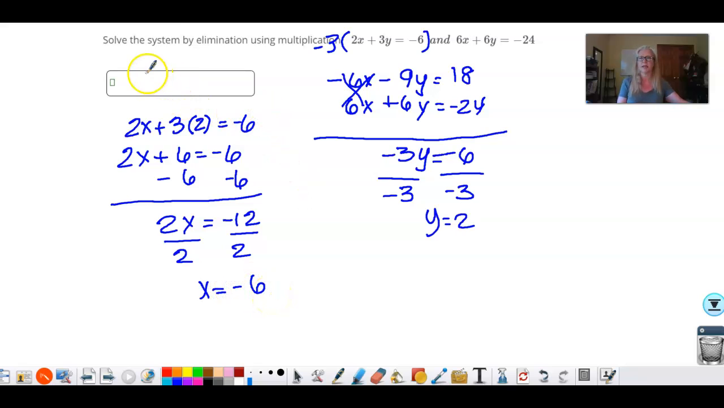So I'm ready to enter my answer. I will have negative 6 for the x coordinate and 2 for the y coordinate. Make sure you include the parentheses, the comma, and no spaces.